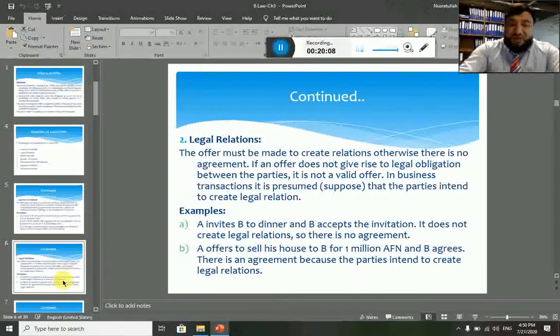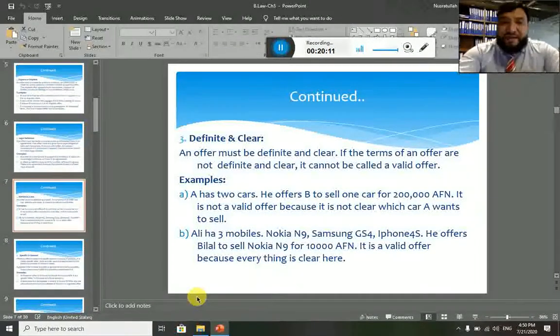Okay. Next, definite and clear. An offer must be definite and clear. If the terms of an offer are not definite and clear, it cannot be called a valid offer. For example, Ahmad has 2 cars. He offers to sell me one of them for 200,000. It's not clear which one, so this is not a valid offer. We say the offer should be clear and definite. Which car? The car should be defined, and its specification should be defined. Then it becomes a valid offer. Otherwise, it's not.